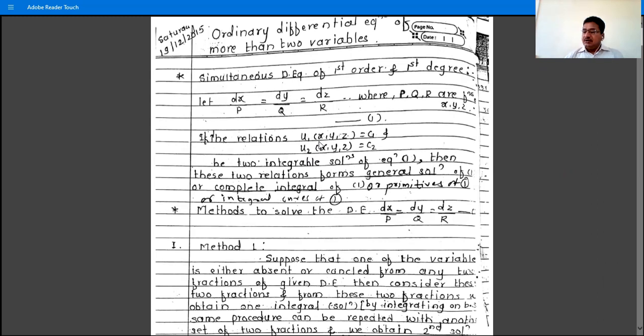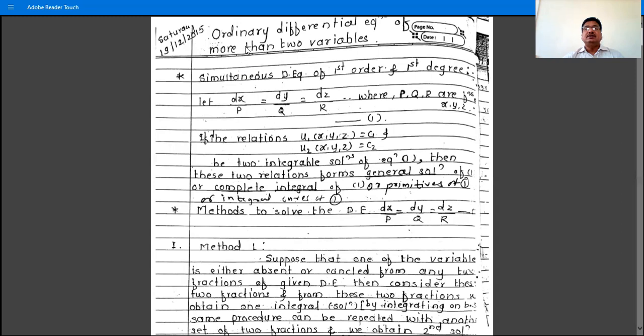In an ordinary differential equation, the dependent and independent variable are single, that is, there is one independent variable. But in a partial differential equation, the dependent variable is one, but the independent variables are more than one. So we are going to start partial differential equations, paper number 5.